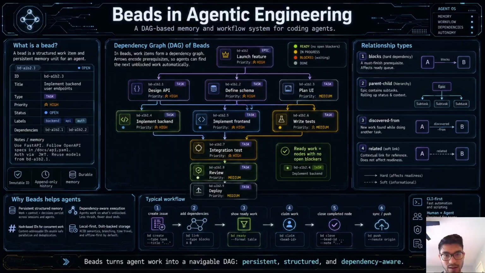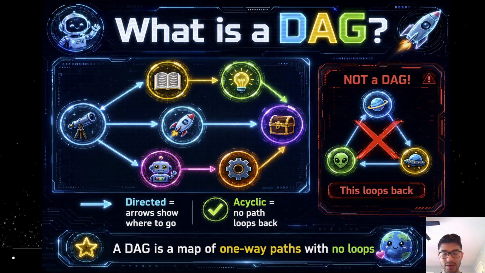The reason that beads exhibit this directed acyclic graph is because that way it makes sure that the cart does not go before the horse. Let's say it needs to execute the light bulb task before the book task. Well, that's where this dependency comes in. If you give an agent a plan document, it might take that light bulb feature and put it before the book feature. So that's why this directed acyclic graph structure is very important for beads.